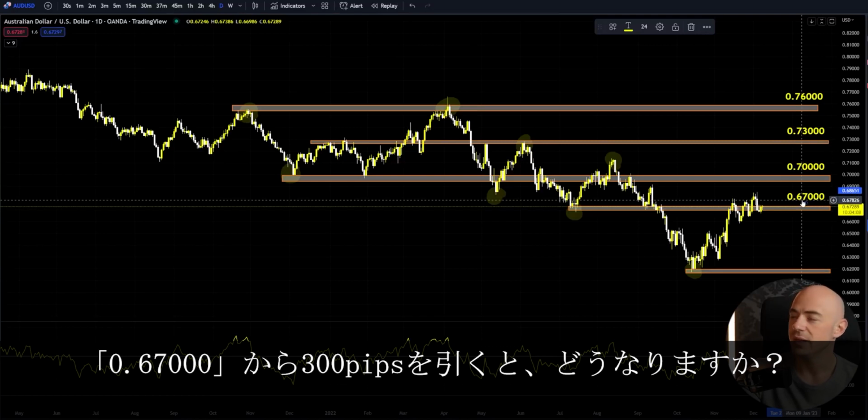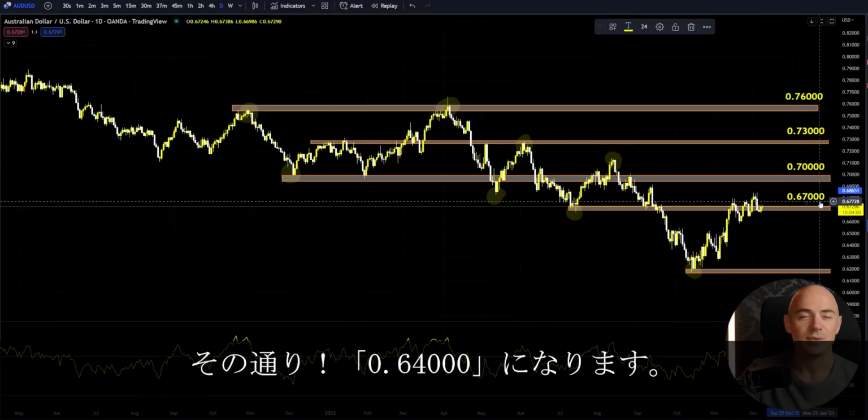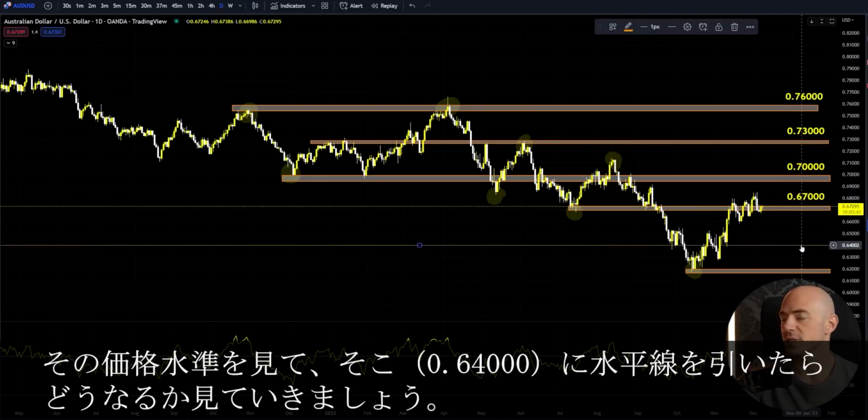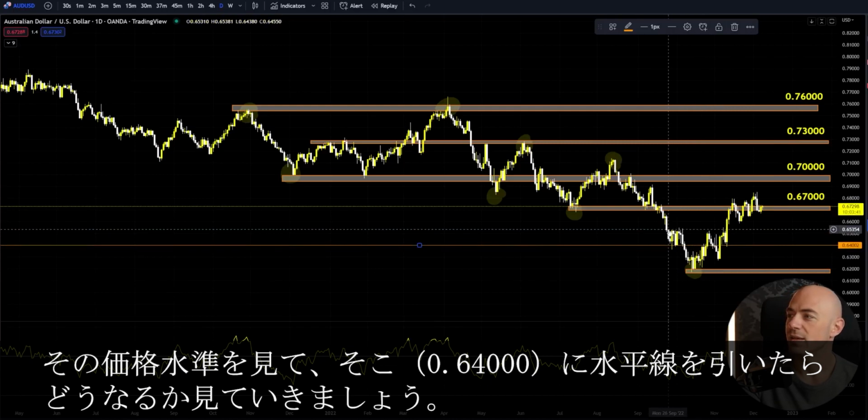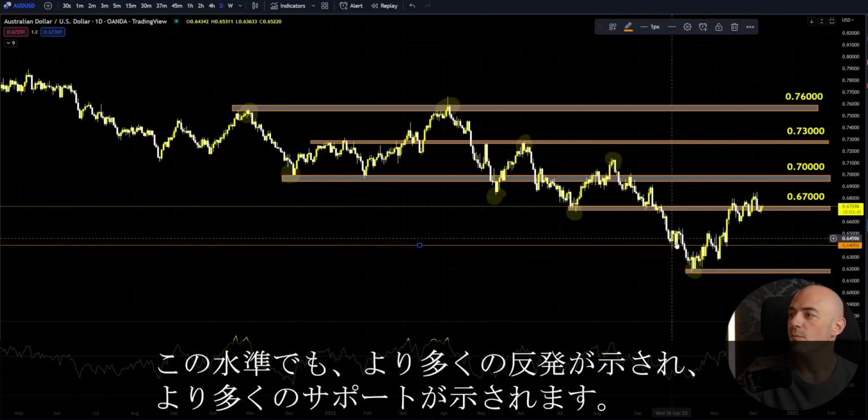So if you subtract 300 pips from 0.67000, what do you get? That's right, 64000. Let's look at that price level. Draw a horizontal line there, and what do you get? More rejections, more support being shown at this specific level.